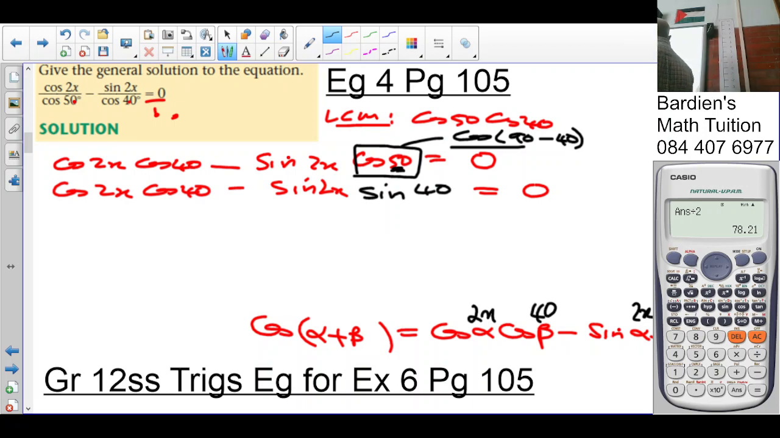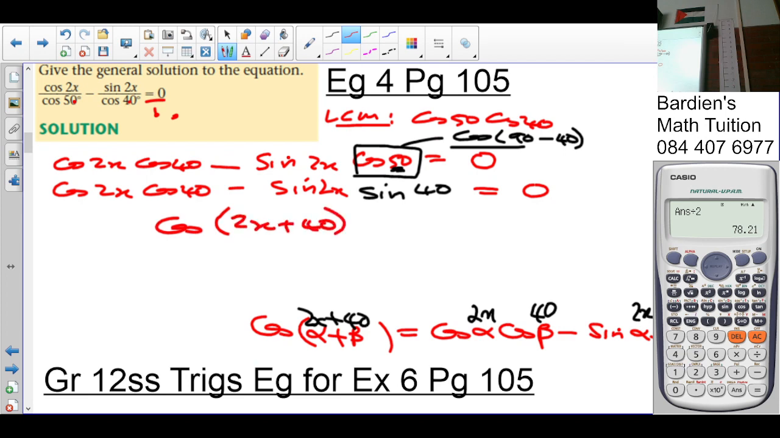So in other words, alpha is 2x and your beta is 40. That is what you must be able to see in your mind's eye. Otherwise, you can write it out like this as I'm showing you. So this can be written as cos of 2x plus 40 is equal to 0.